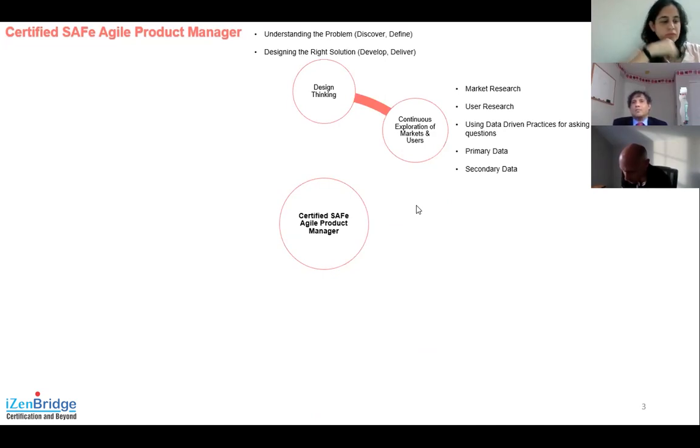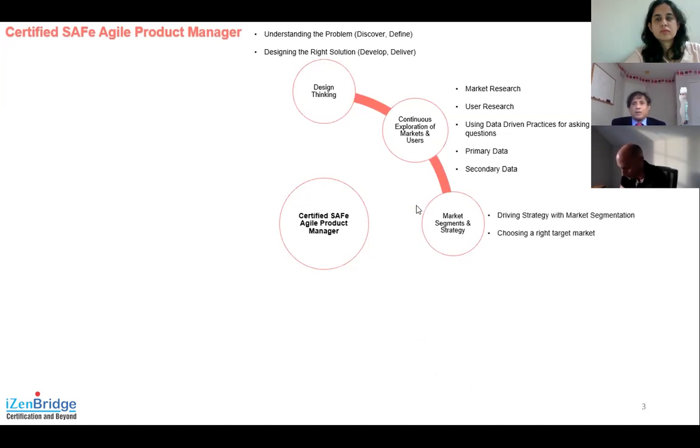It's all about designing the right solutions at the right time in the right way. We also talk about how do you explore the markets using different kinds of market research, user research, and using data-driven practices for asking the right set of questions. When do you ask the qualitative questions? When do you ask the quantitative questions? And when do you use the primary data? When do you use the secondary data?